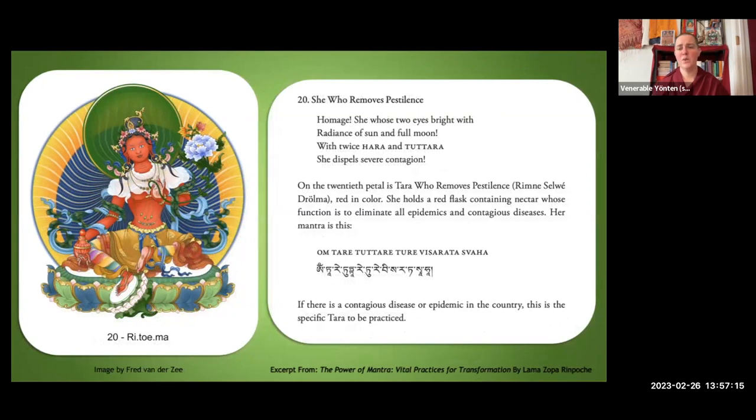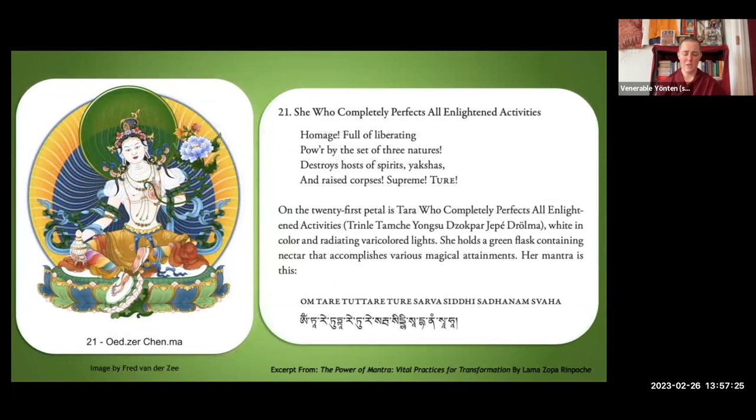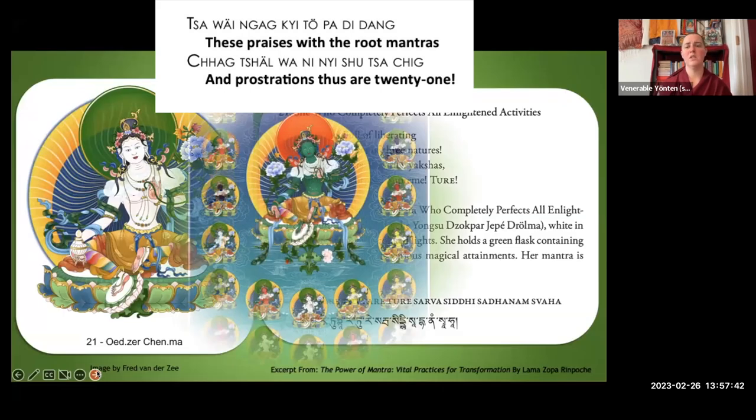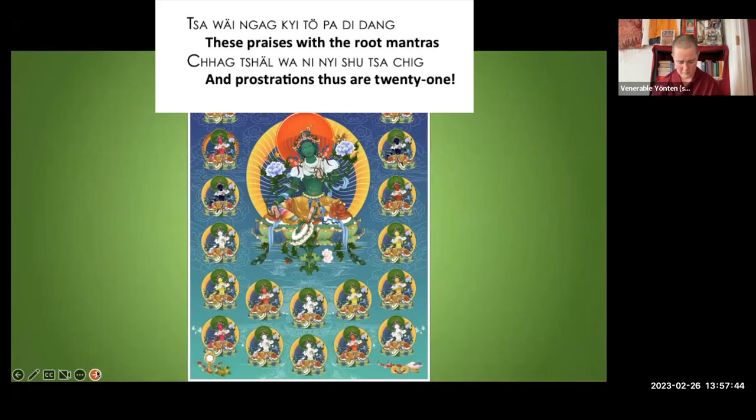Homage, she whose two eyes bright with radiance of sun and full moon, with thrice Hara and Tutare, she dispels severe contagion. Homage, full of liberating power by the set of three natures, destroys hosts of spirits, yakshas, and creates corpses supreme Ture. These praises with the root mantra and prostrations, thus are 21.